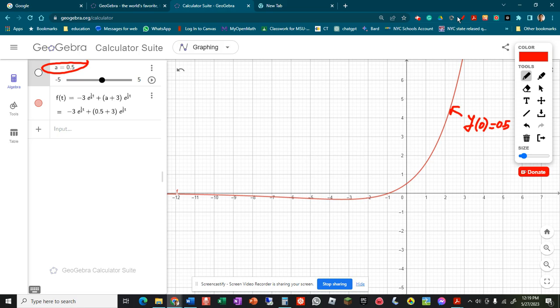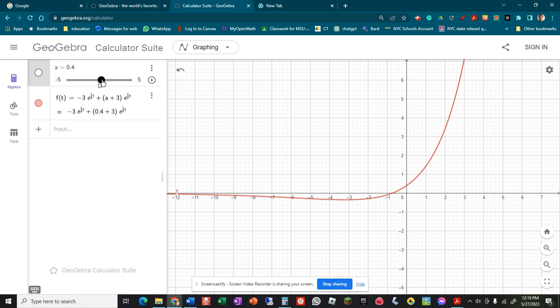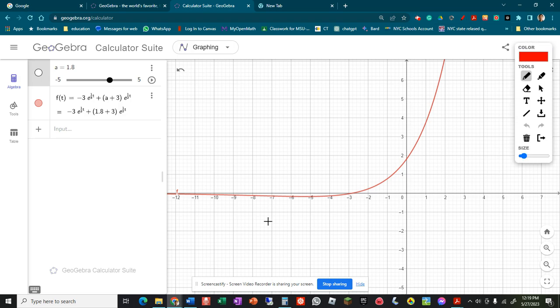So you probably get the idea, right? If I use a different a, for example, this one is a solution for the initial condition y of 0 equal to 1.8, right? Which is this one.